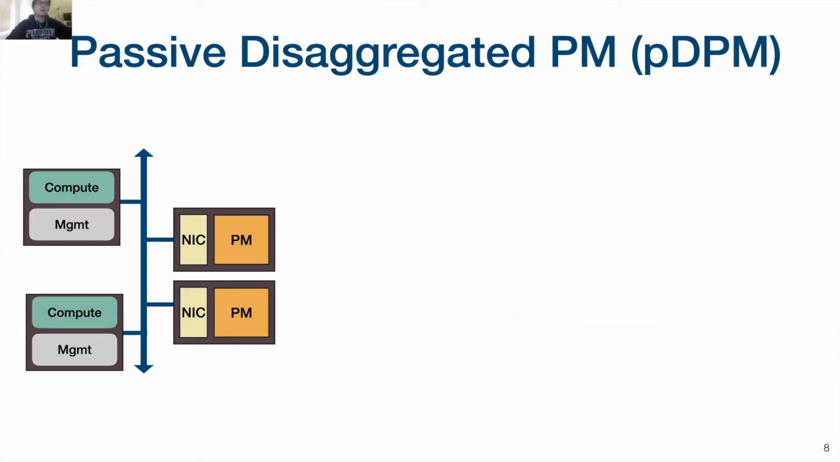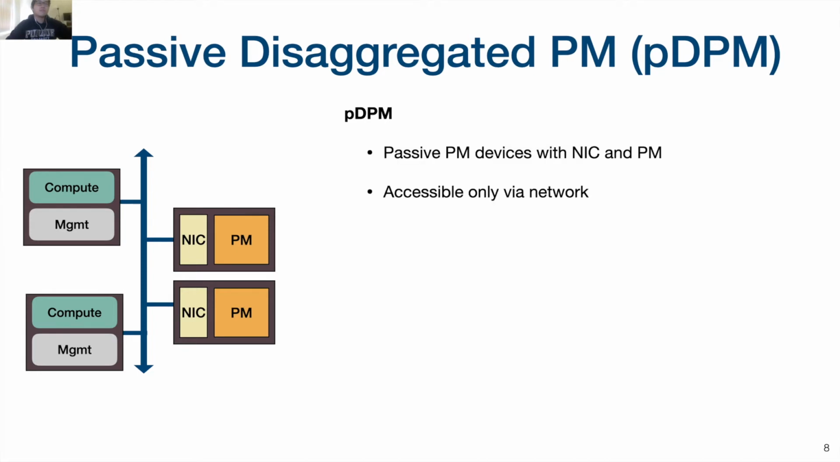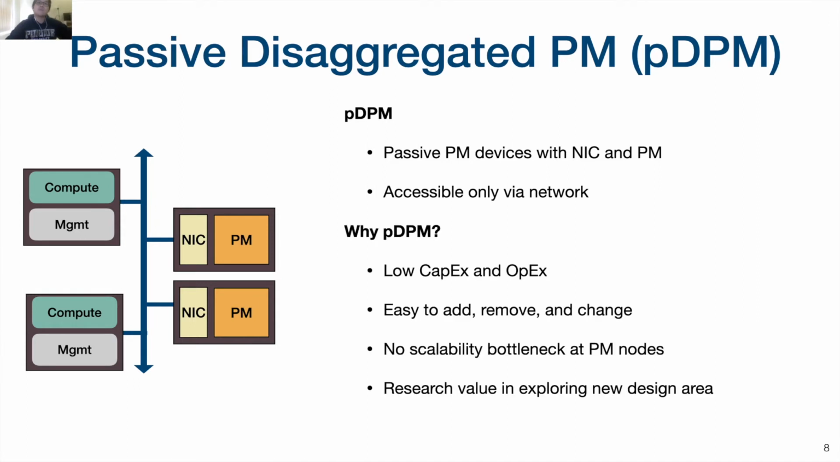With our pDPM model, PM devices only need to have NIC and PM, and they're accessible only via network. In addition to its disaggregation benefits, pDPM has low CapEx and OpEx, and avoids any scalability bottlenecks at PM nodes. Moreover, pDPM is an unexplored research area. Studying it would answer many questions and serve as a guide for future PM research. One thing worth mentioning is that pDPM is possible now, thanks to today's faster data center network and technologies like RDMA that can bypass CPU.